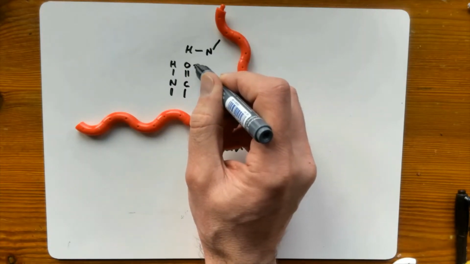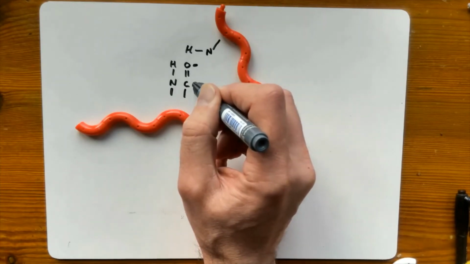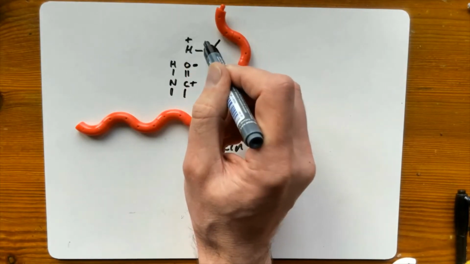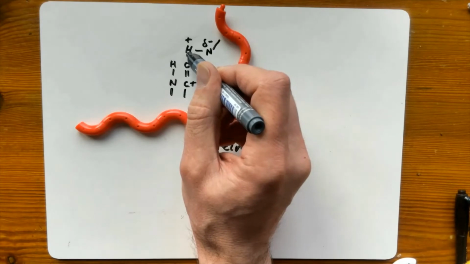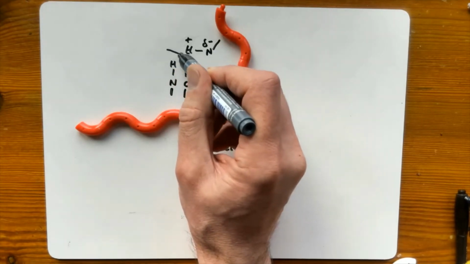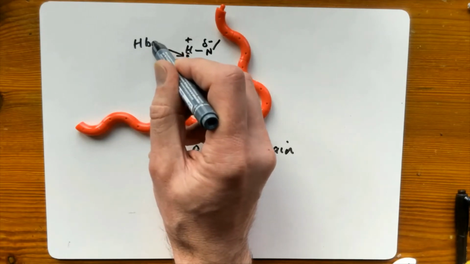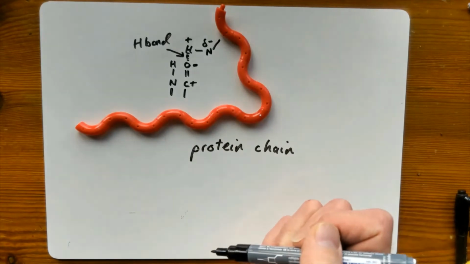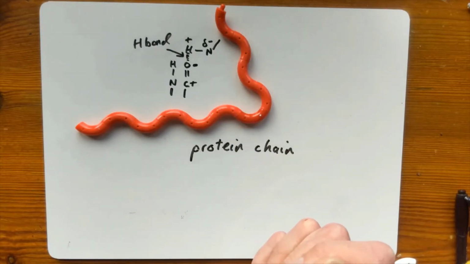Now this oxygen will be slightly electronegative because it's more electronegative than this carbon here. And this hydrogen will have a positive charge because of this electronegative nitrogen. So between these two atoms we can have an intermolecular force. In this case it would be a hydrogen bond. And this hydrogen bond can cause the protein chains to fold together in a unique shape.